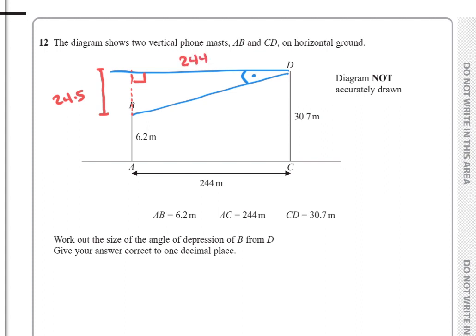244. Now for this angle, you have opposite and adjacent. So you can use tan to find this angle. So if this angle theta, so theta equals tan inverse 24.5 over 244 equals 5.7 to 1 decimal place.